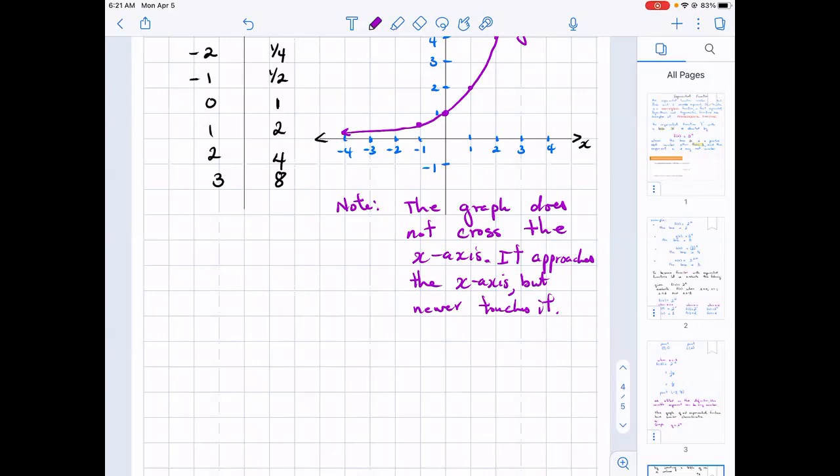And also notice that the graph, so let's say this is 1, this is 2, has a y-intercept of 0, 1. So the y-intercept is 0, 1.